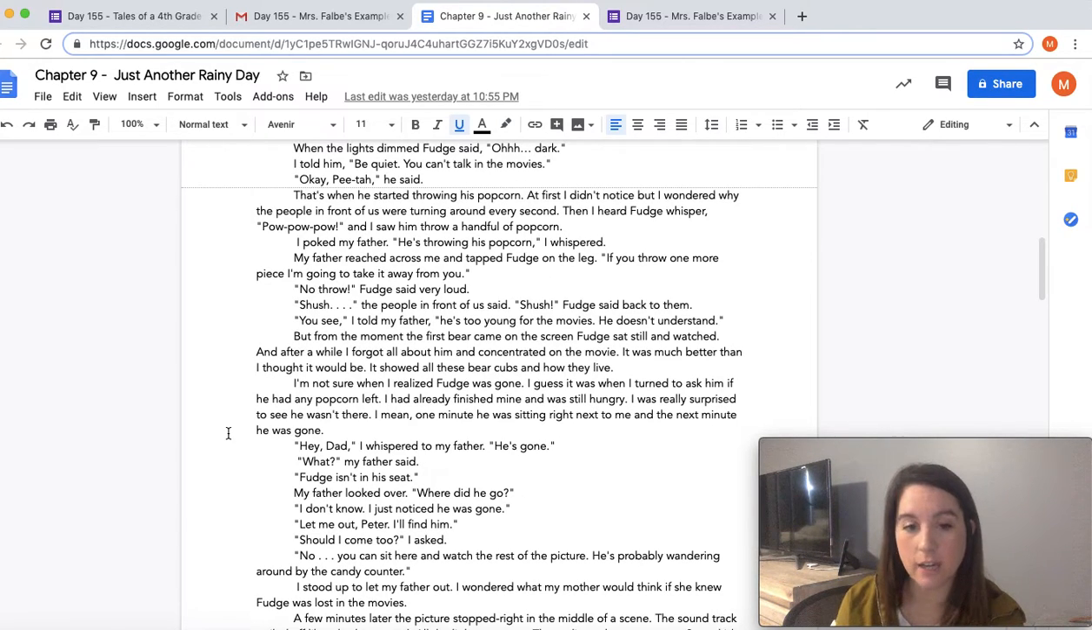"Hey, Dad," I whispered to my father. "He's gone." "What?" my father said. "Fudge isn't in his seat." My father looked over. "Where did he go?" "I don't know. I just noticed he was gone." "Let me out, Peter. I'll find him." "Should I come too?" I asked. "No, you can sit here and watch the rest of the picture. He's probably wandering around the candy counter." I stood up to let my father out. I wondered what my mother would think if she knew Fudge was lost in the movies.